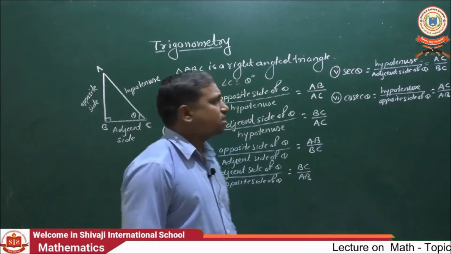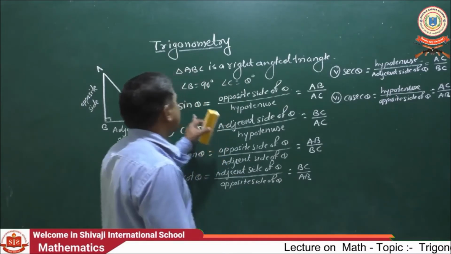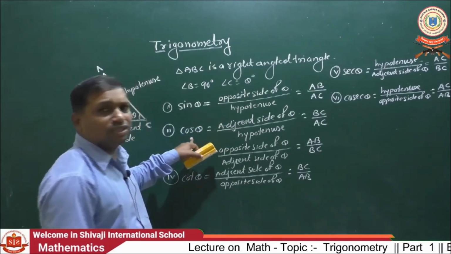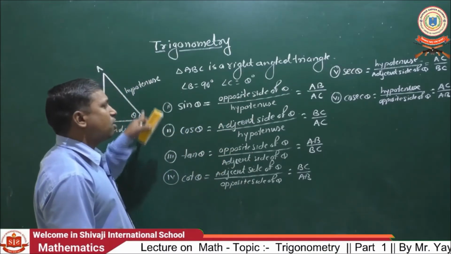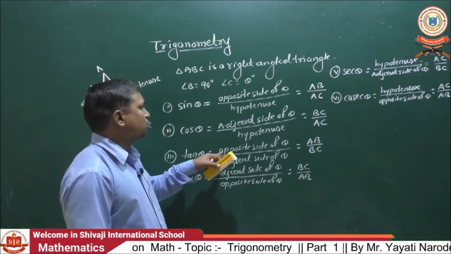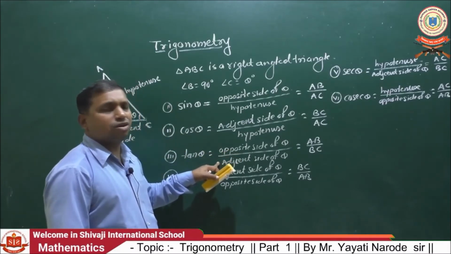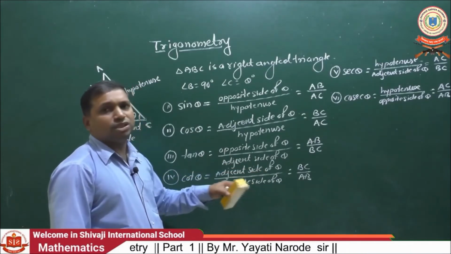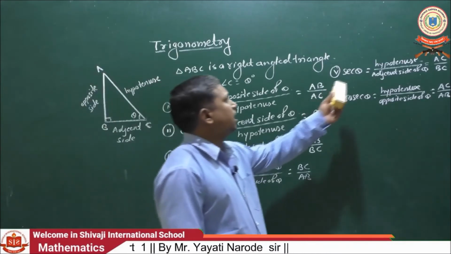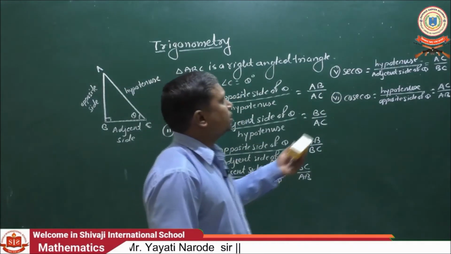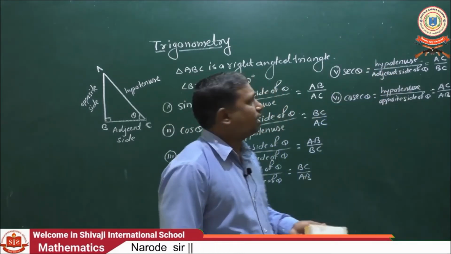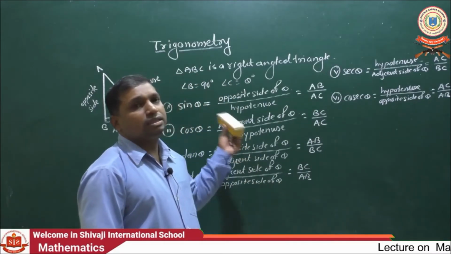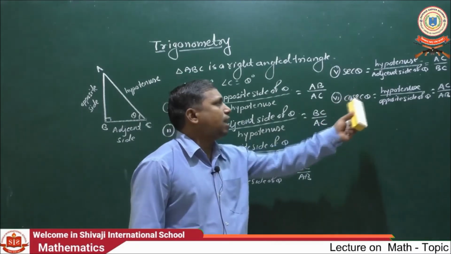So these are the 6 basic ratios of trigonometry. First is sine: opposite side of theta upon hypotenuse. Second is cos theta: adjacent side upon hypotenuse. Tan theta is opposite side upon adjacent side. Then cot theta is the reciprocal of tan theta, therefore adjacent side upon opposite side. Then sec theta is the reciprocal of cos theta, so hypotenuse upon adjacent side. And lastly, cosec theta is the reciprocal of sin theta, therefore hypotenuse upon opposite side.